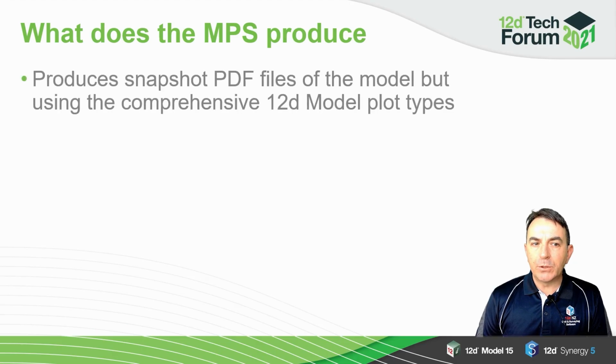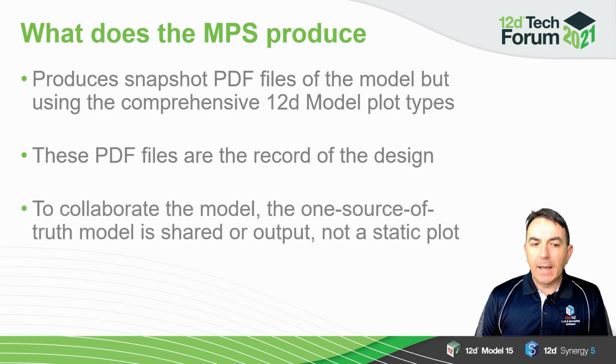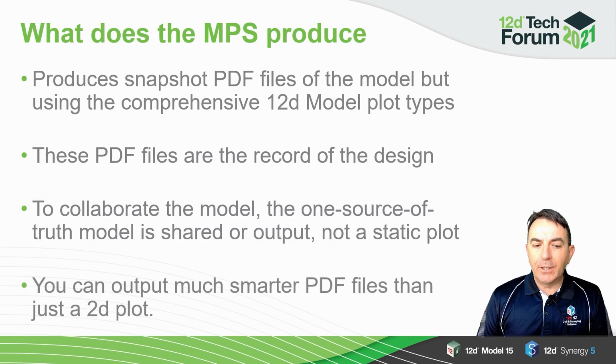So what does an MPS produce? It produces snapshot PDF files of the model, but using all of the comprehensive 12D model plot types. These PDFs are the record of the design at that particular point in time that you plotted. And to collaborate the model, i.e. share your model data, you're not going to do that with plans. Basically, you're going to export in a 3D format like BIM, the one source of truth model, to share the actual model data rather than just a drawing. And you can output much smarter PDF files than just a 2D plan.